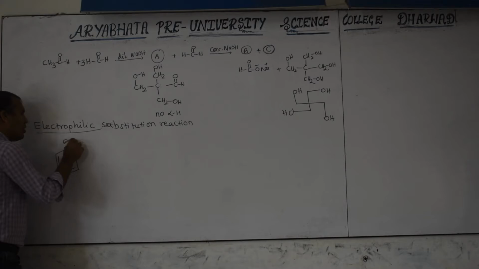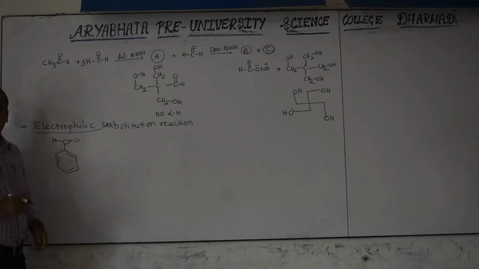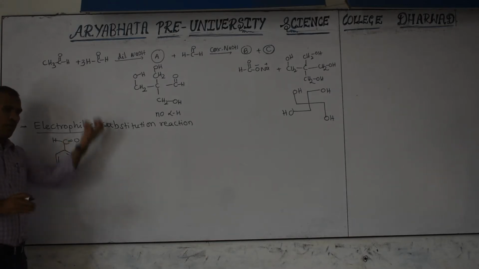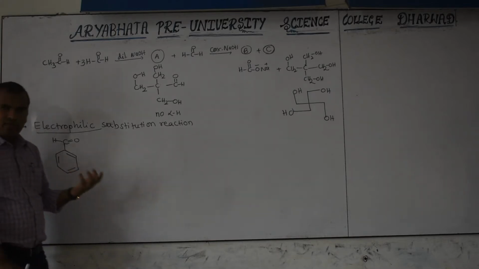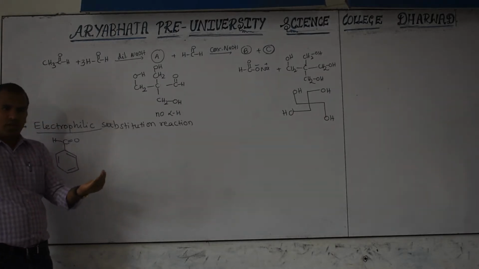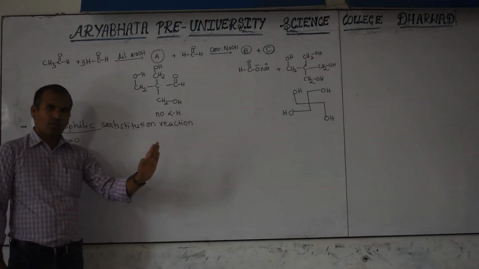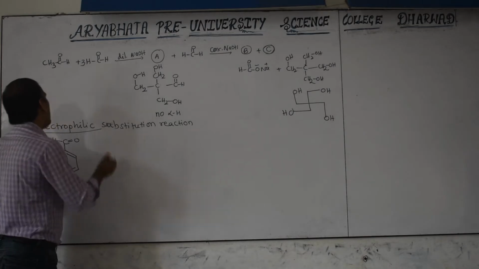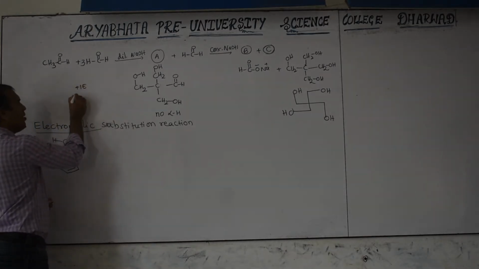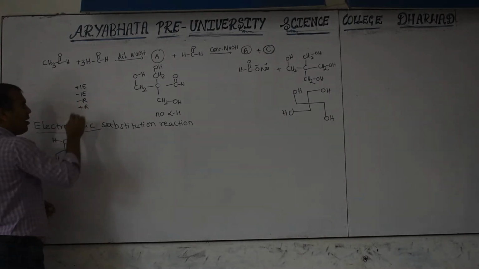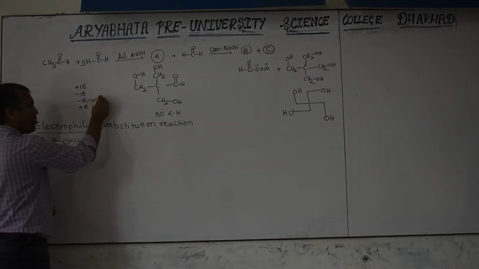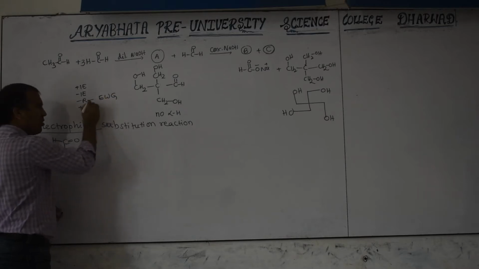C double bond OH. This is benzene with this aldehyde group. Is this aldehyde group an electron withdrawing group or an electron donor group to the benzene ring? You studied in the first year the inductive effect and resonance effect. In that, some are electron withdrawing groups, some are electron donor groups. A donor group is denoted with a positive sign, like plus I, minus R, plus R. Minus means what? Electron withdrawing group, EWG.